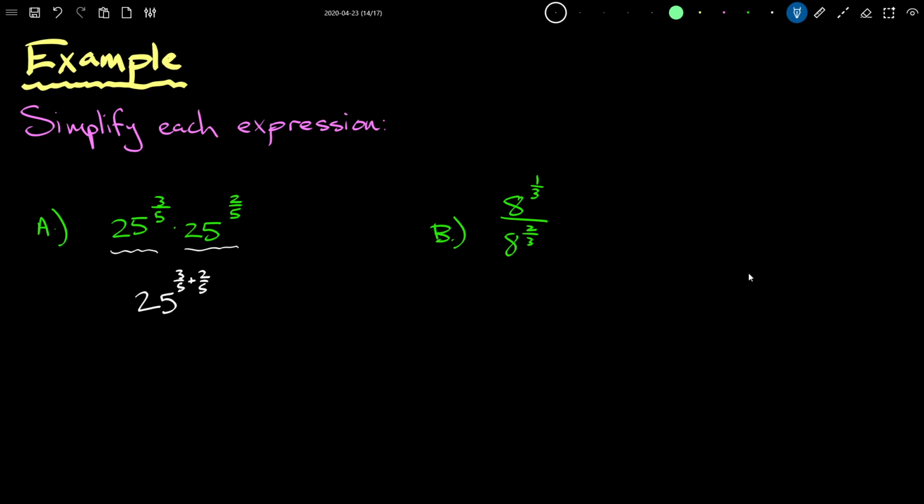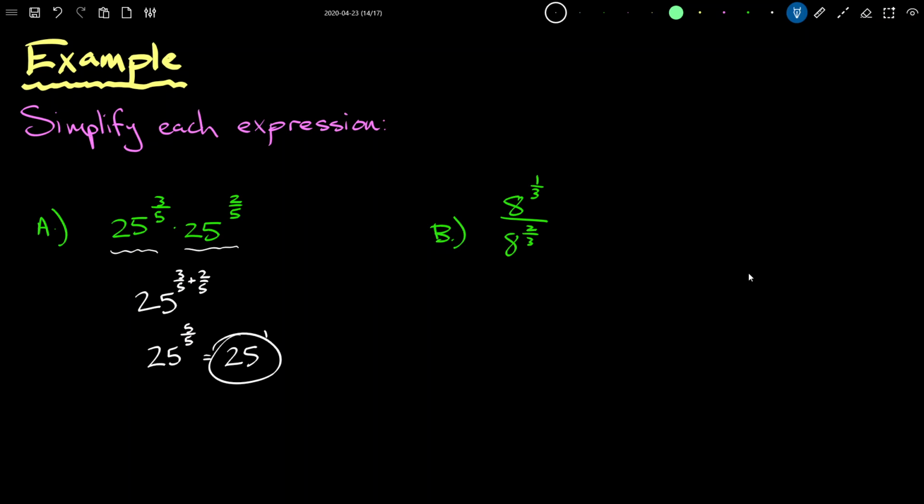Which would become 5/5. So we've got 3 of the 5ths plus 2 of the 5ths would be 5 of the 5ths. Now if I wanted to, I could do this as 5th root and 5th power, but again, these two numbers actually work together, and 5 divided by 5 is 1. So this is 25 to the first power, which is 25.